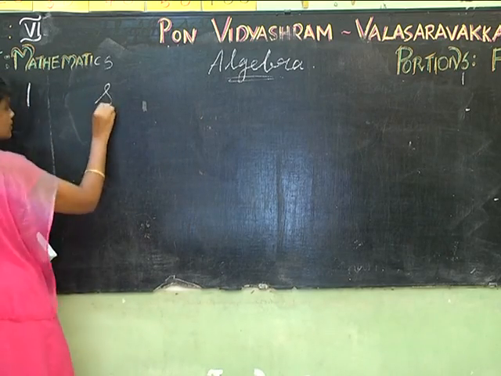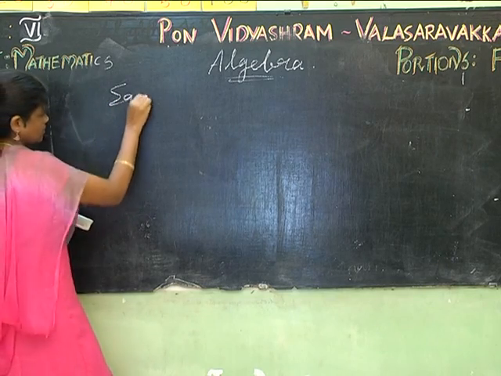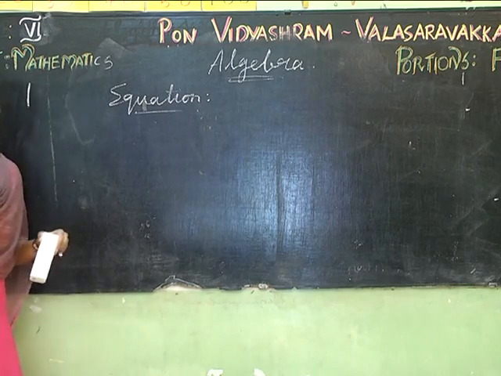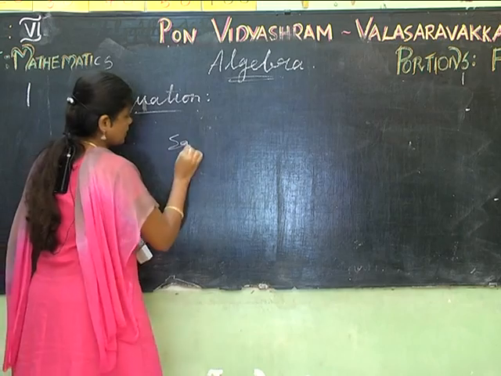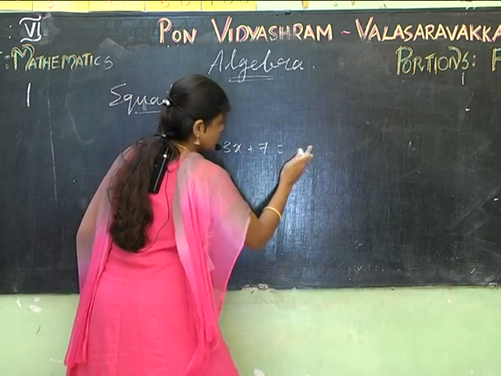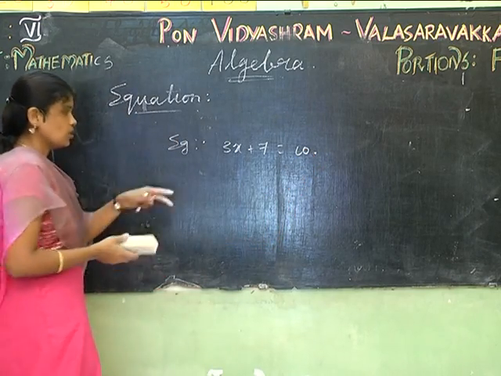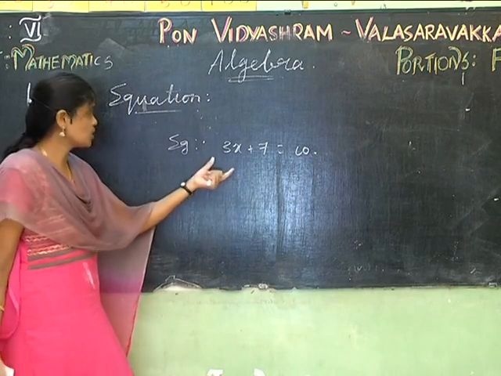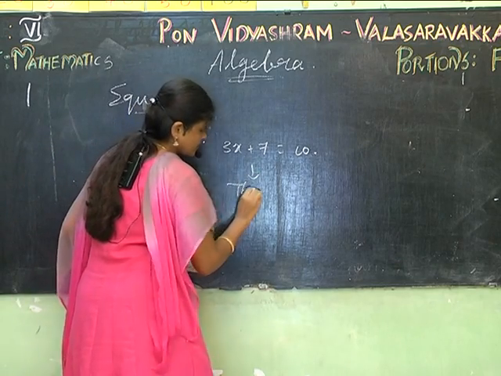The next one is an equation. What is meant by an equation? Example, I will say this: 3x plus 7 is equal to, whatever value, 10, we can take 10. So in this equation there will be one or more variables. It is called an equation. This is an equation.